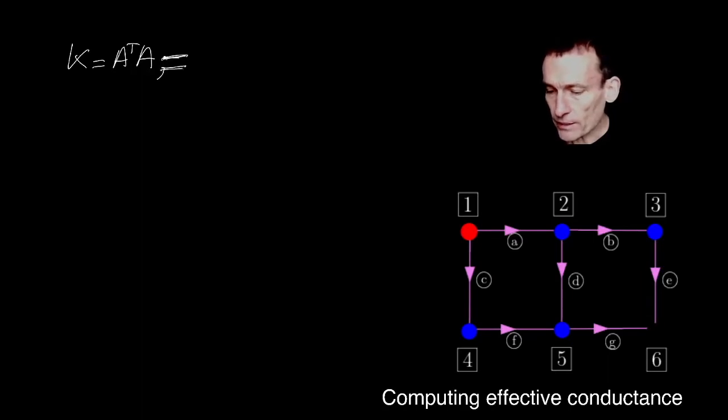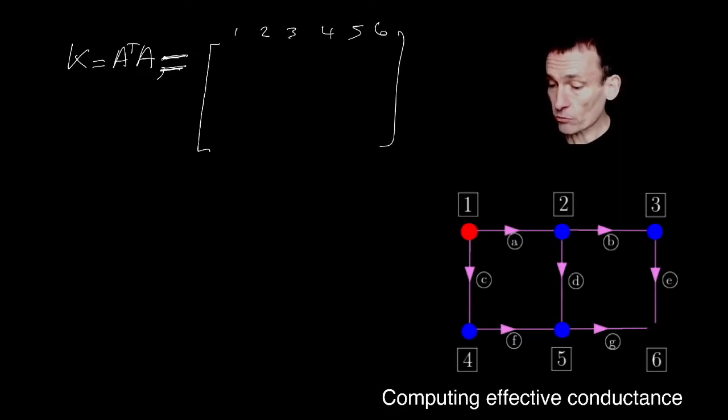So K is equal to that, or actually let's just write it down. This is another little exercise for us. Let's just work this one out. Remember, K will be n by n, where n is the number of nodes, so in this case it's going to have 6 columns and 6 rows. So it's quite a large matrix.